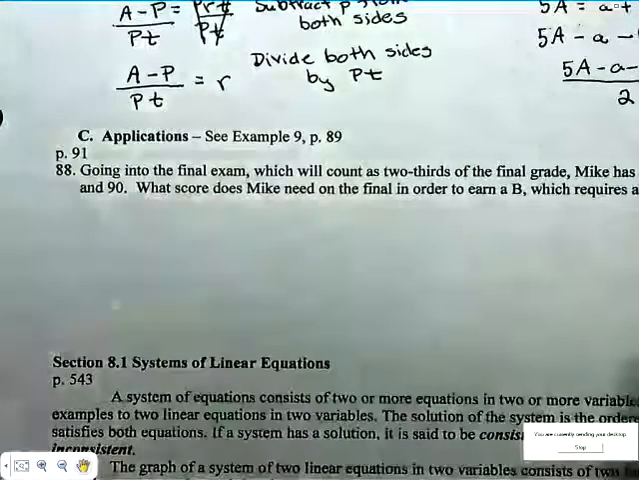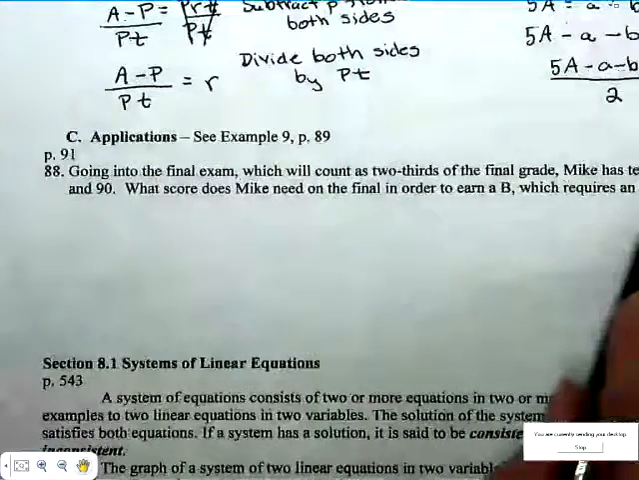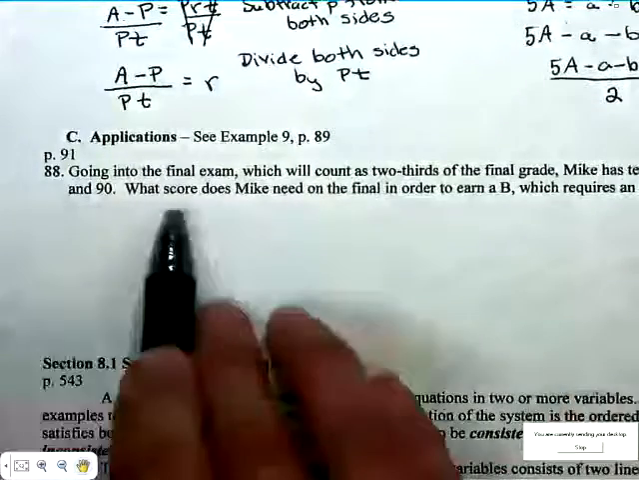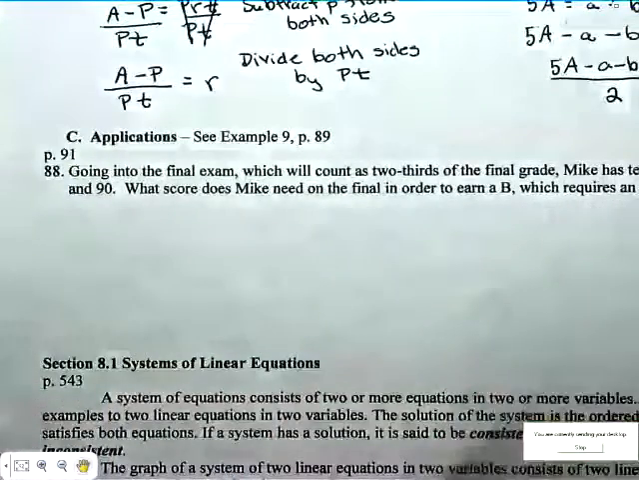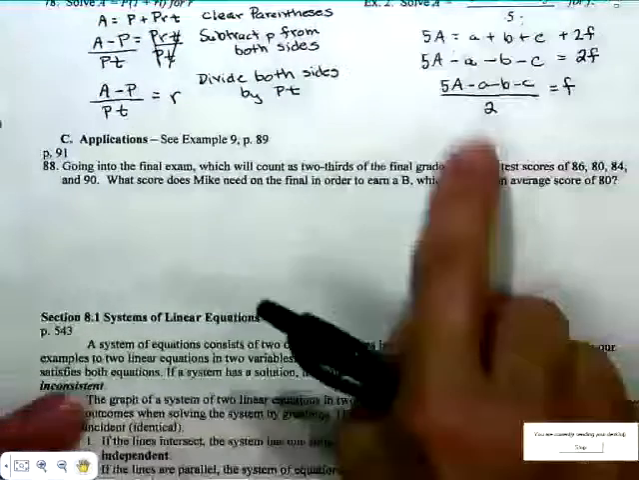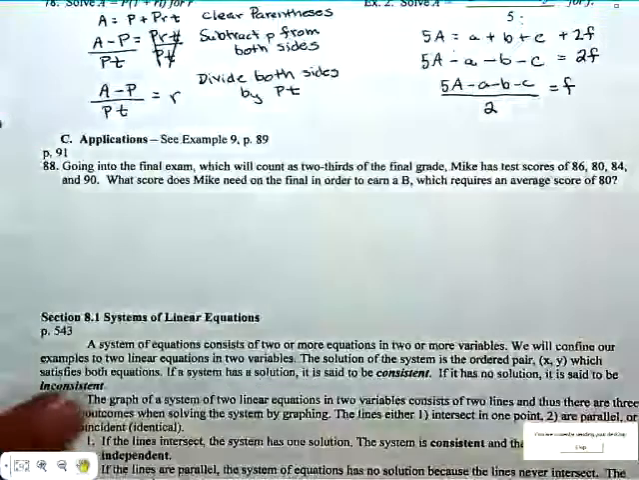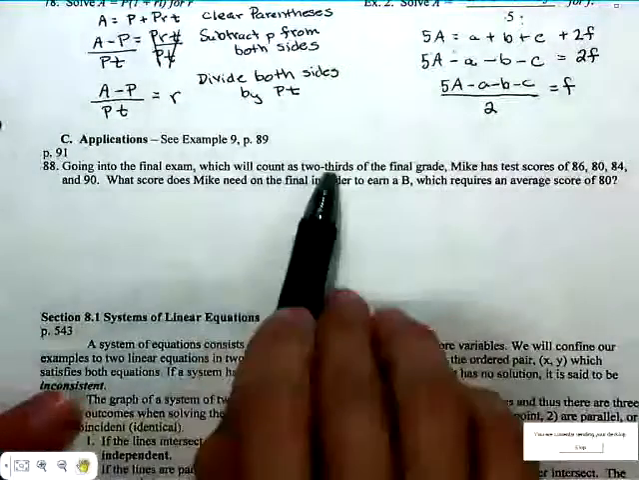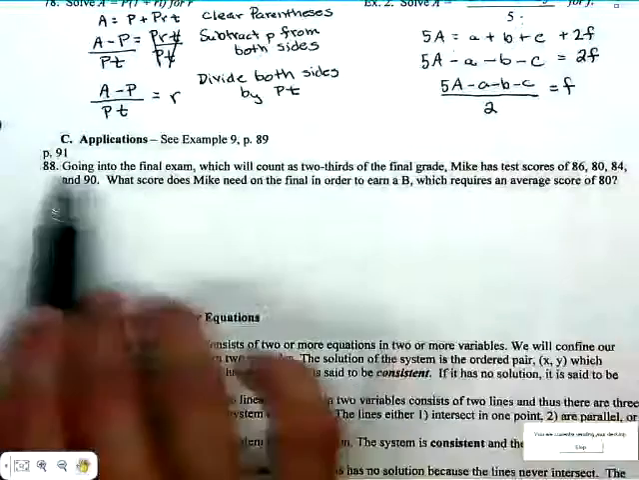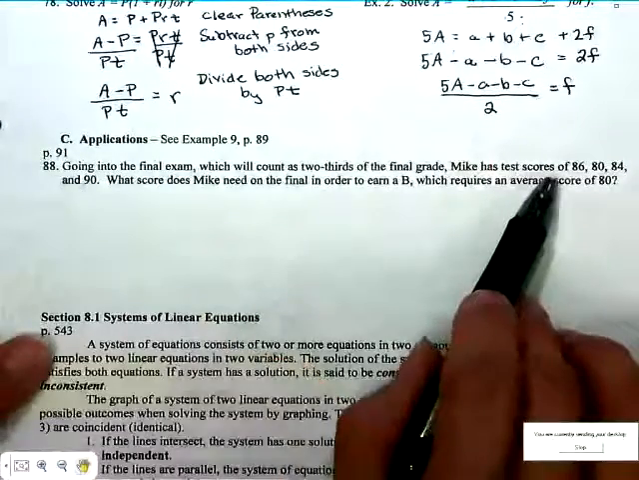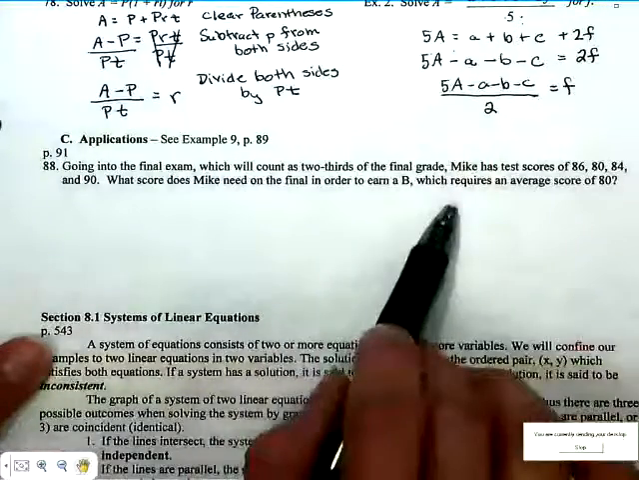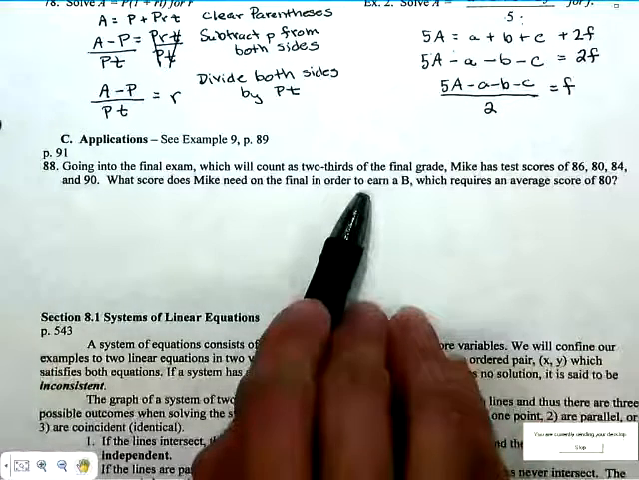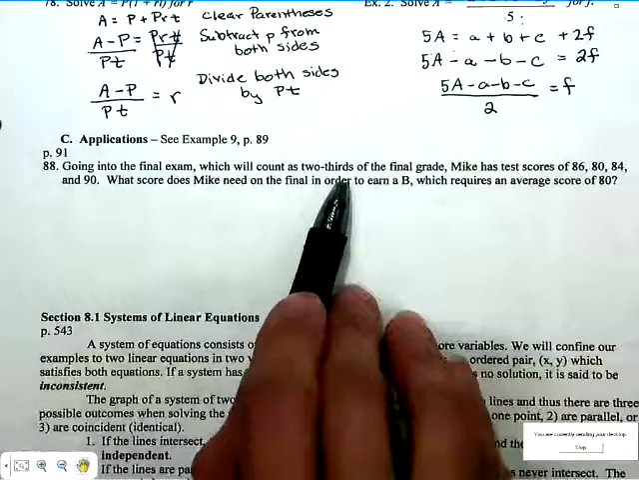But I digress. Mike has test scores of 86, 80, 84, and 90. What does he need on the final in order to earn a B, which requires an average score of 80? Well, it's going to be very similar to this. If the final's 2/3 and these other 4 tests, what part of the grade do they count? Just 1/3. All right, so how would I find his average? Let's say he's already taken the final and he made a 90 on it. How would I find his average?